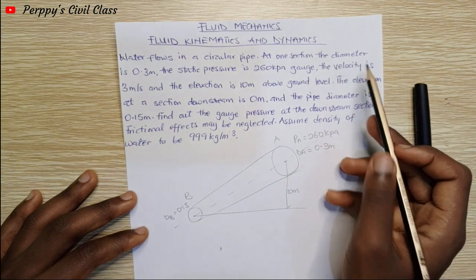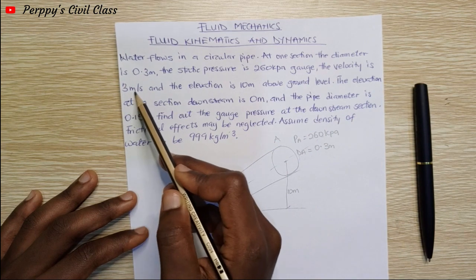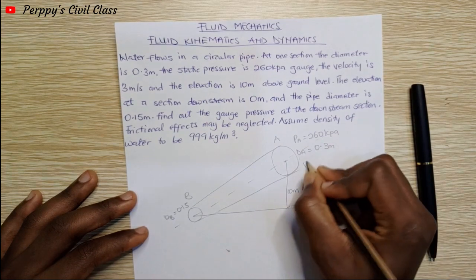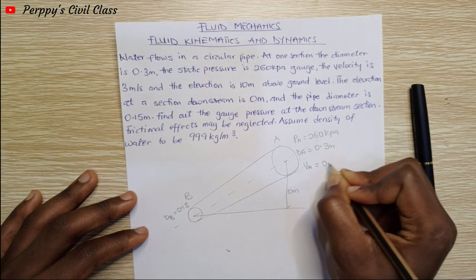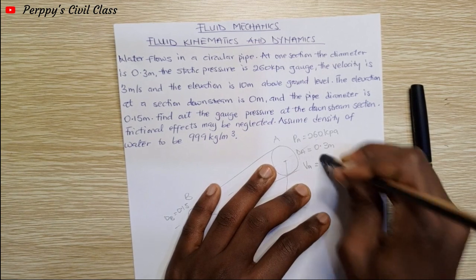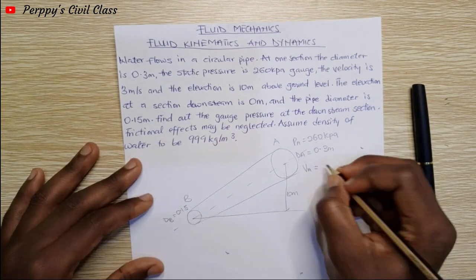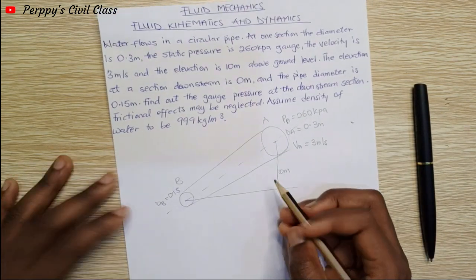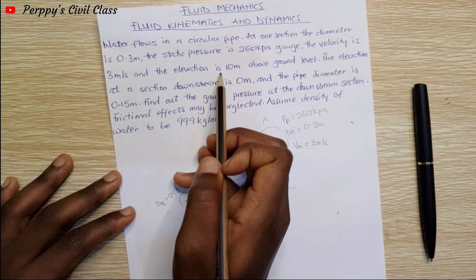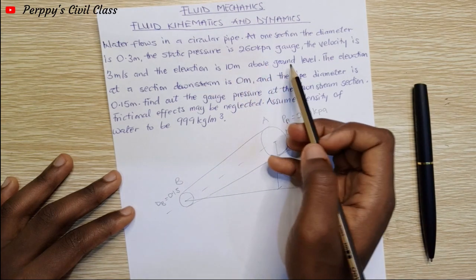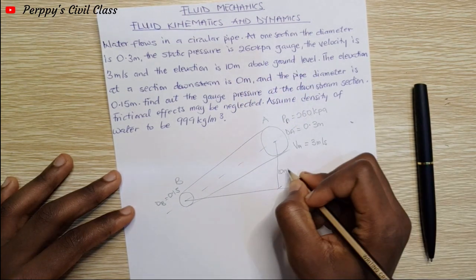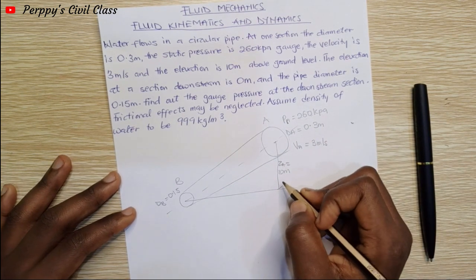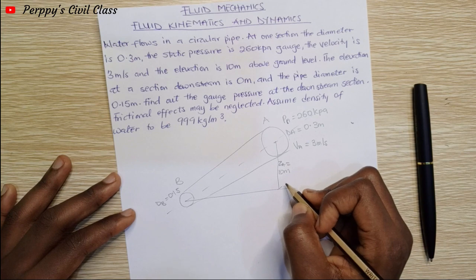The velocity is 3 meters per second. So the velocity at A is equal to 3 meters per second. And the elevation is 10 meters above ground level. So the elevation here is ZA, and ZA is equal to 10 meters above ground level.